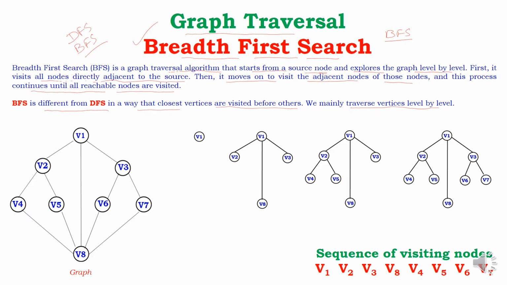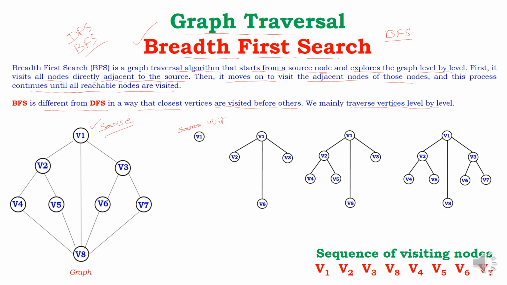Here, there is no specific start vertex. You can start traversal of a graph from any node. For example, in this particular graph which we want to traverse using breadth first search, assume that V1 is our source vertex. So first we visit the source vertex V1.